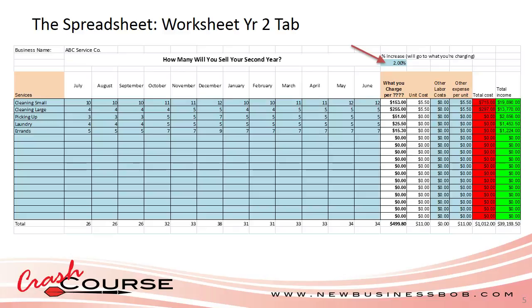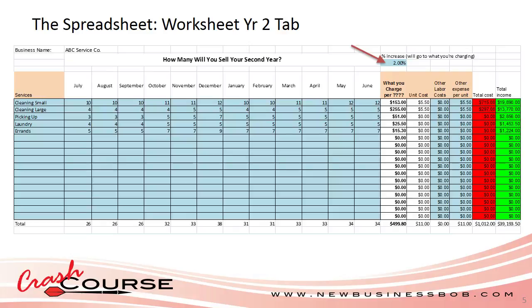The biggest area to take a look at is the percent increase where the arrow is pointing. This is how much you want to increase the cost, or the amount that you're charging for your services. So in this second year, we're going to increase by 2%, and then the spreadsheet calculates that for you, taking your previous charges and increasing by that 2%, and it auto calculates it for you.